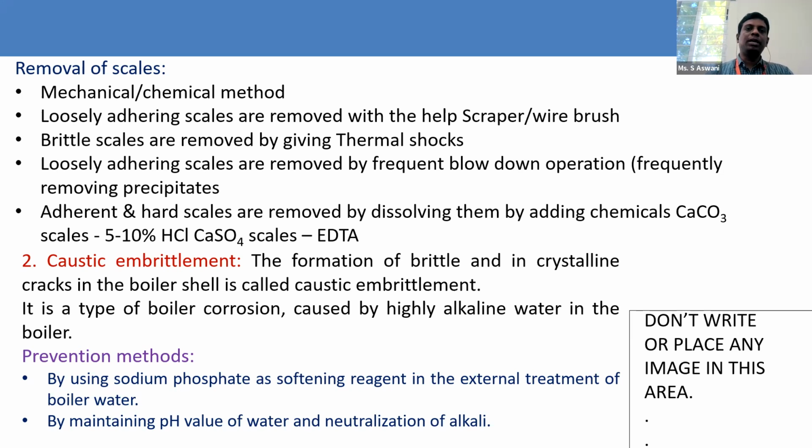If you use sodium phosphate, we can use it as a softening reagent. It is a softening reagent. When we are using this external treatment of boiler water, we have to control this type of problem. And by maintaining the pH of the boiler feed water, especially neutralizing the alkalinity and acidity, we normally avoid this type of problem, the caustic embrittlement problem. It is a main cause of corrosion.